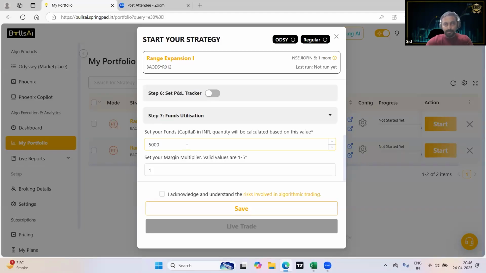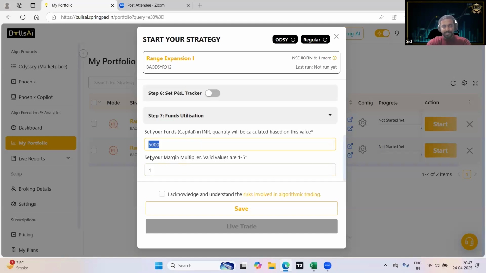Now, let me take an example. If I have 10,000 rupees in my broker account, my demat account, I have a choice. If I want to run just this one strategy, I will add 10,000 rupees over here. But then I have to be mindful that only this strategy will be triggered. If I want to run both of these strategies, let's say range expansion 1 and range expansion 2, then I have to manage my capital. For example, I can put 5,000 over here and 5,000 in the range expansion 2 strategy. Whatever the fund size is, I have to add it over here.